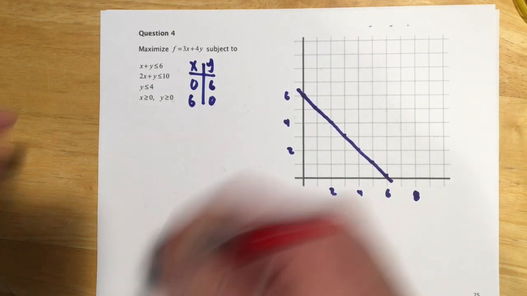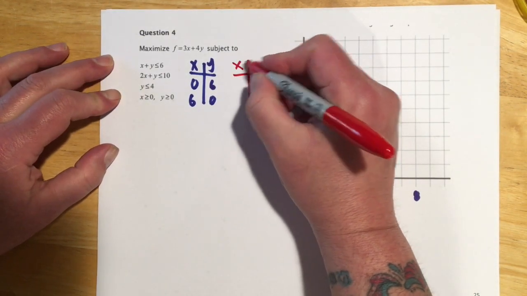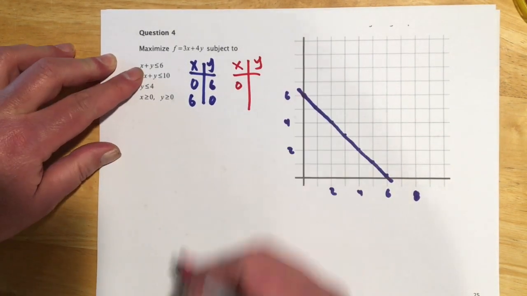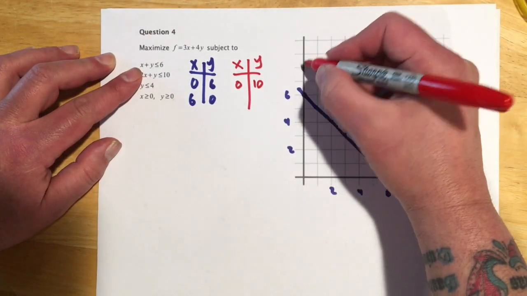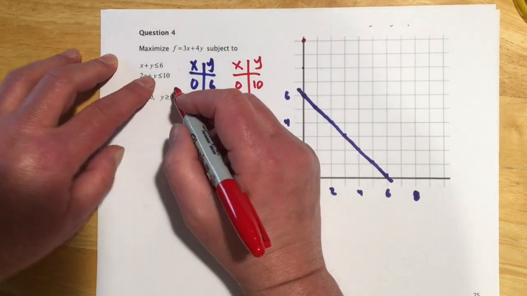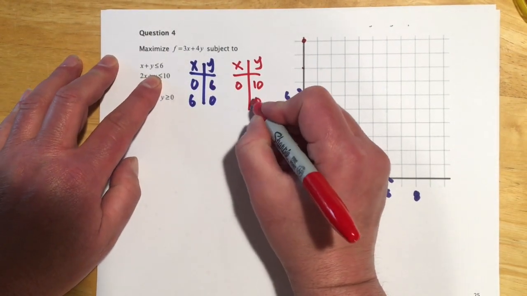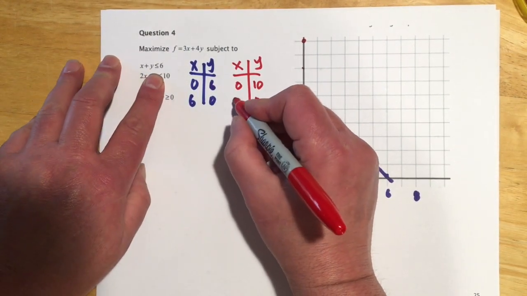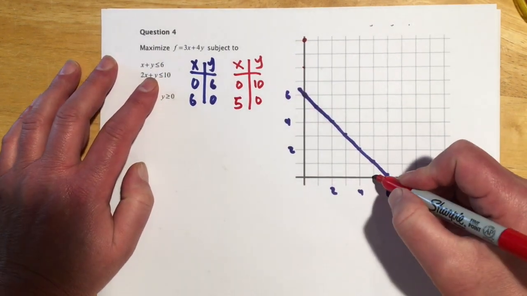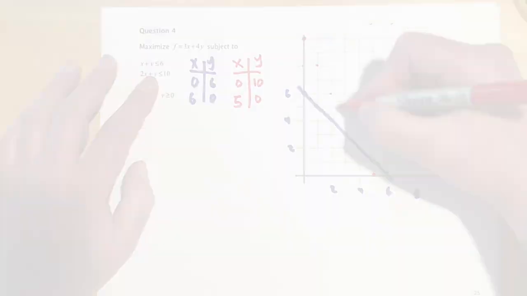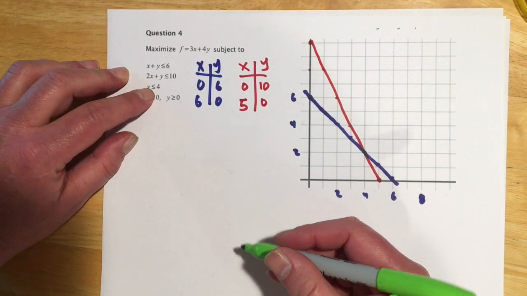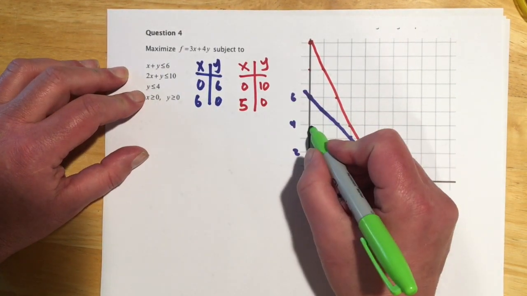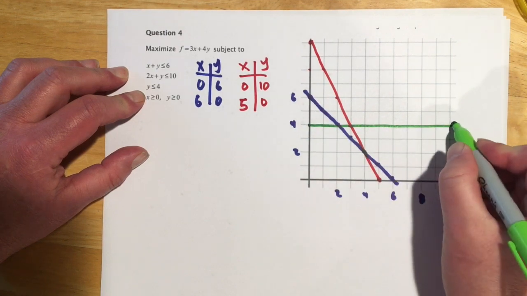And then the second one, when x is 0, y would be 10, and so that's there. And when y is 0, x would be 5. That's right here. And then this third equation, y is less than or equal to 4, so that's just a horizontal line. So that would be right there.